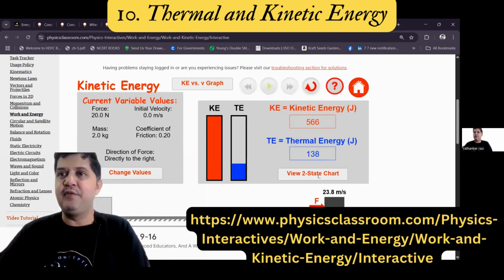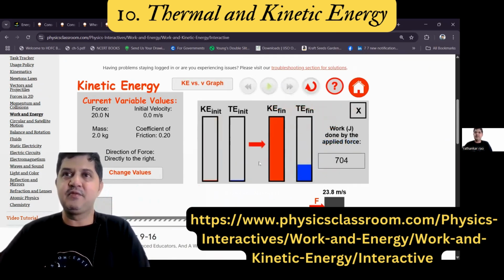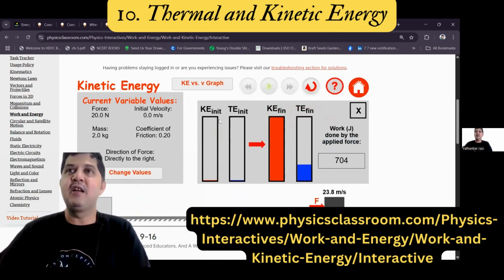Now let us go to view the state chart. So this is the state chart over here. Kinetic energy was 0, total energy was 0. Kinetic energy final is equal to 0, total energy final is equal to so much. So like this, you would be able to arrive at these things. Let me move on to the next.